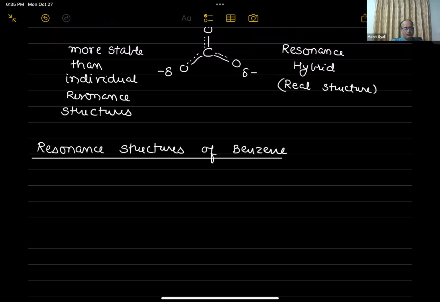Okay, resonance structures of benzene. Benzene is a very famous molecule. All of us know it very well. So there are six carbon atoms connected by alternate double and single bonds. I have not written the carbon atom and the hydrogen atom in the bond line. That is quite obvious.